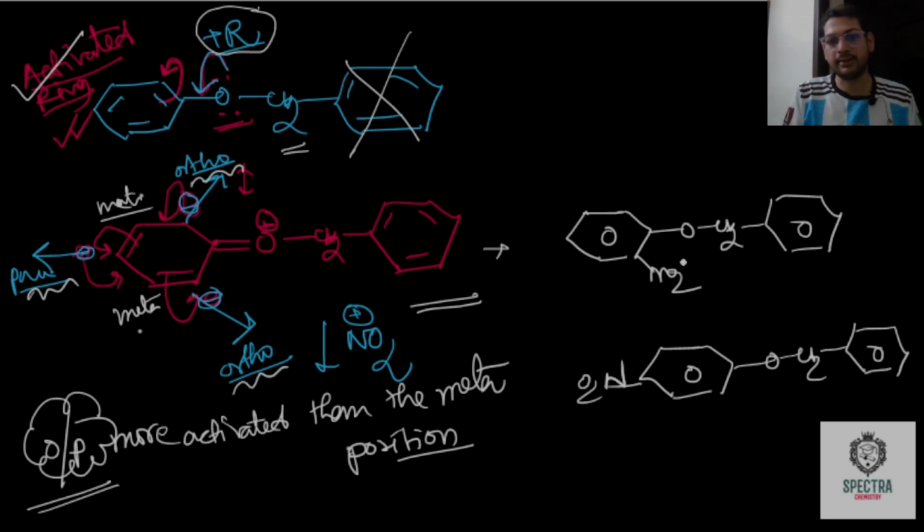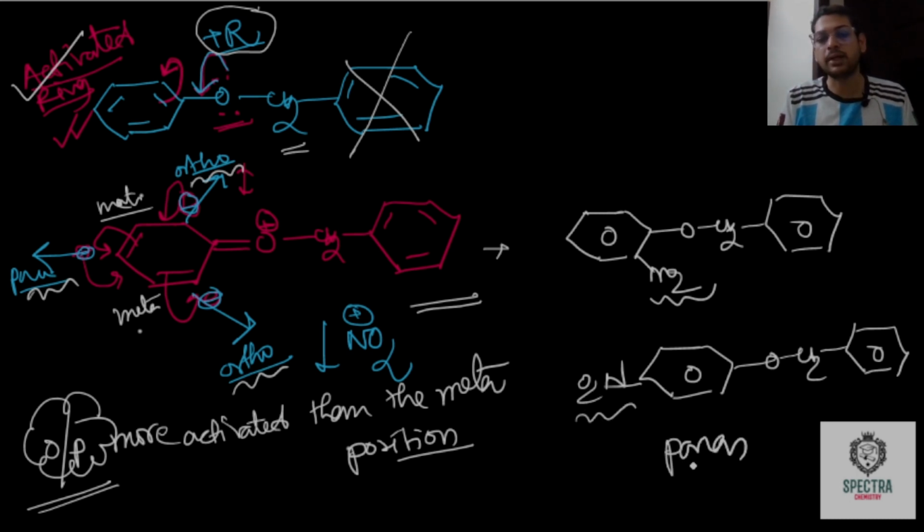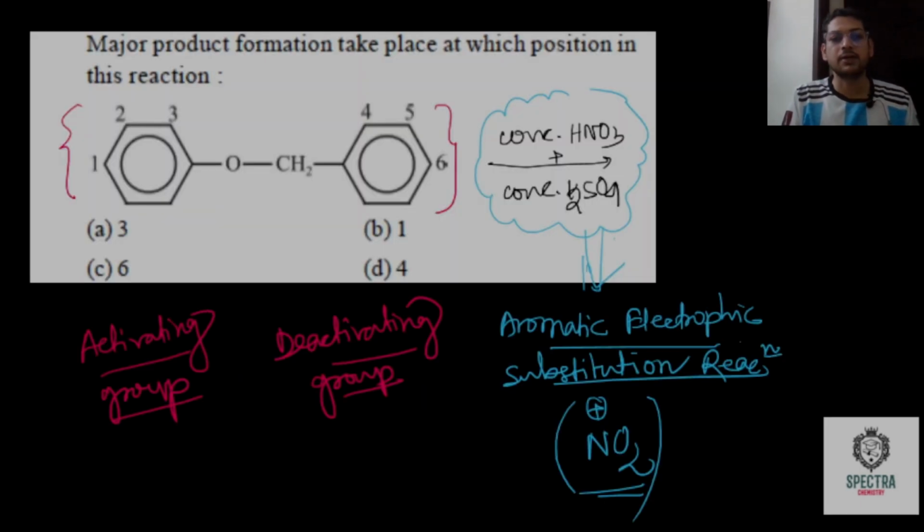See, I have added the NO2 at the ortho position, and I have added the NO2 at the para position. But which one is major? Obviously, the para product is major, because in the ortho position there is some repulsion and so on. Also, the para resonance structure is more stable than the ortho. So the reaction will take place at this para position.